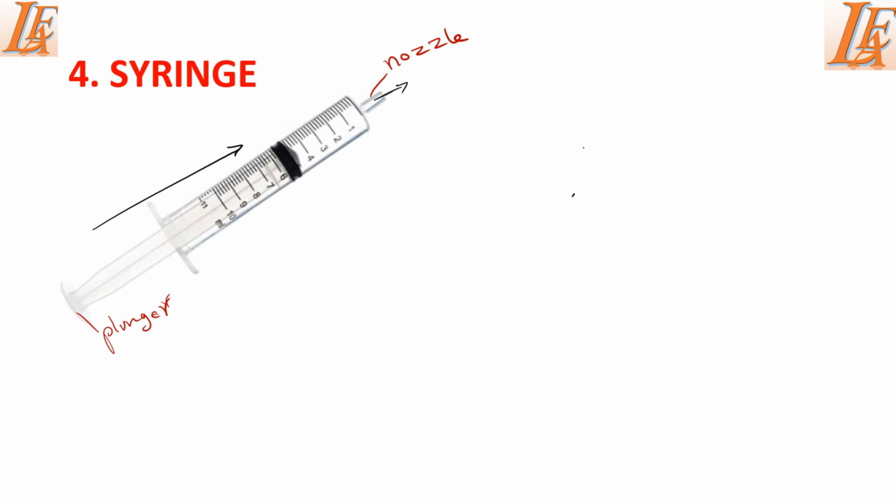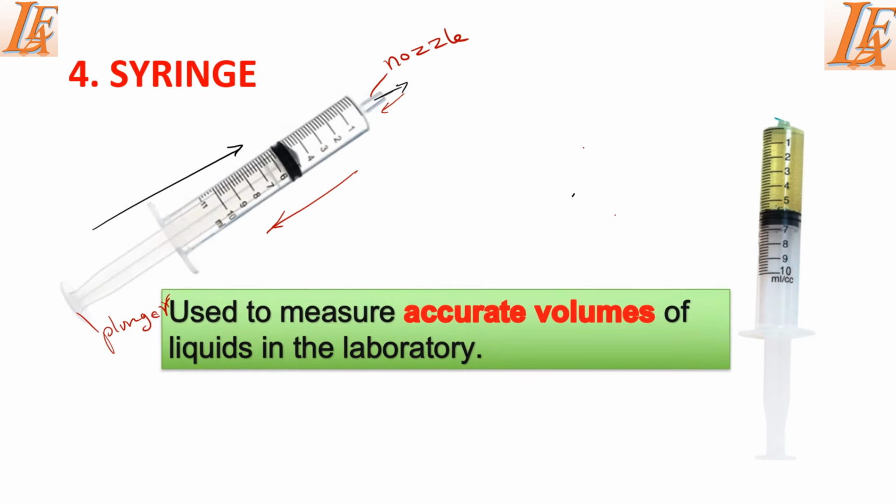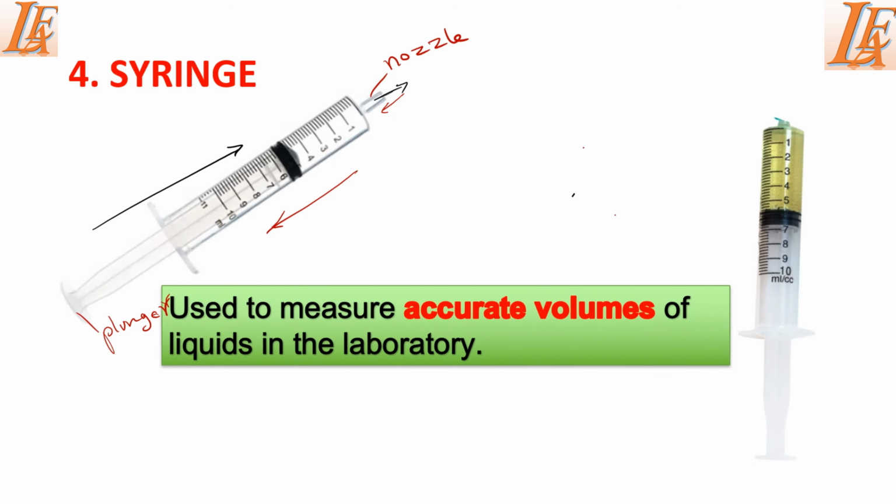And if you pull this plunger back, then it's going to draw some liquid into the syringe. Now the function of this apparatus, which we call a syringe, is that it's used to measure accurately, transfer, or even inject small volumes of liquids in the lab.